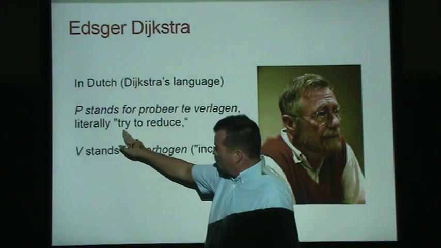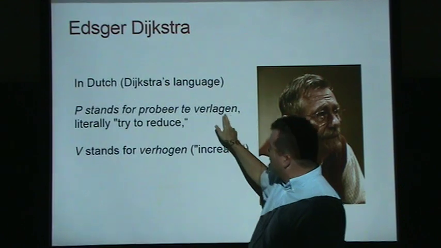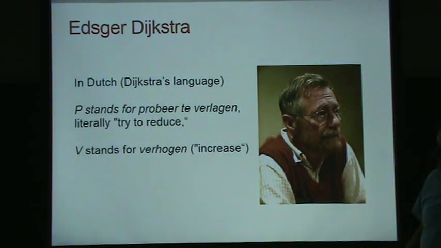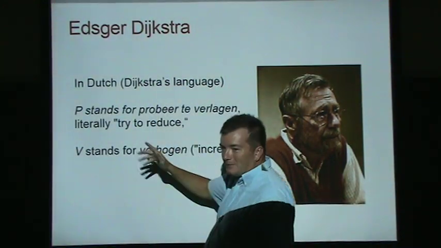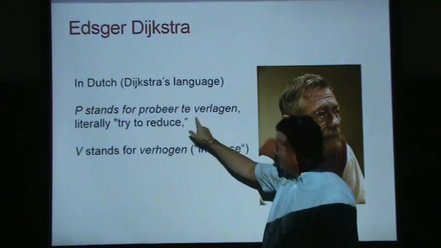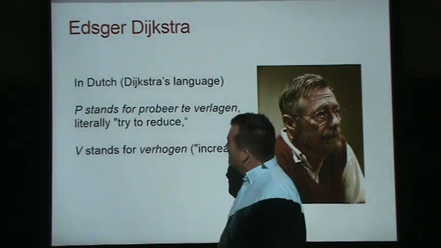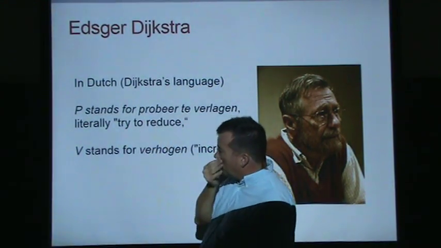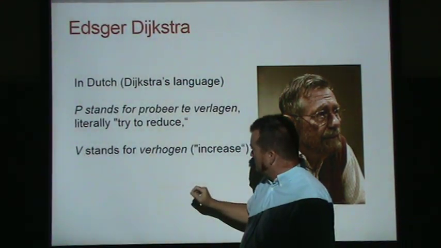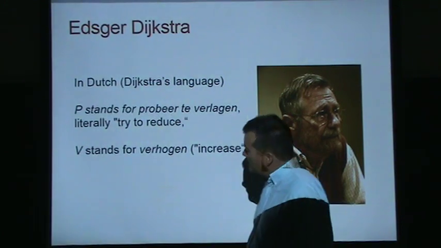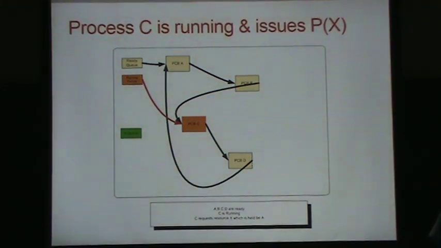He said, well, he came up with the function "try to reduce", and here is the phrase, that means try to reduce in Dutch. It starts with a P. So I guess maybe someone Dutch can help out. Maybe the word for increase starts with V, to somehow separate them. But anyway, the phrase try to reduce in Dutch starts with the letter P, and the word increase starts with the letter V. So those became the names of those functions, the P and V functions.